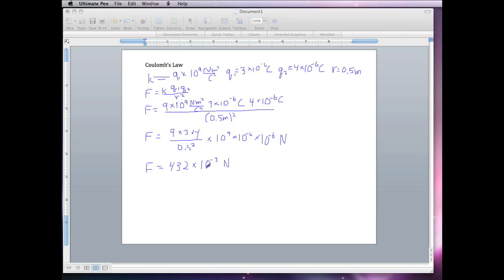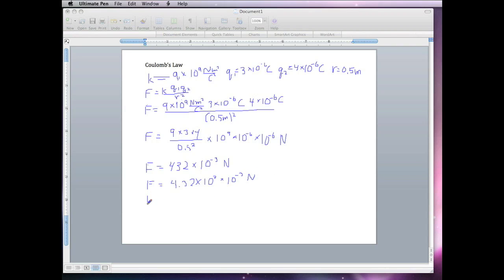Now this isn't in ordinary scientific notation. It's a little odd, so we want to change it to ordinary scientific notation. So to do that, we'll write 432 in scientific notation. That would be 4.32 times 10 to the second. And we still have to multiply by our 10 to the minus third. The units are newtons.